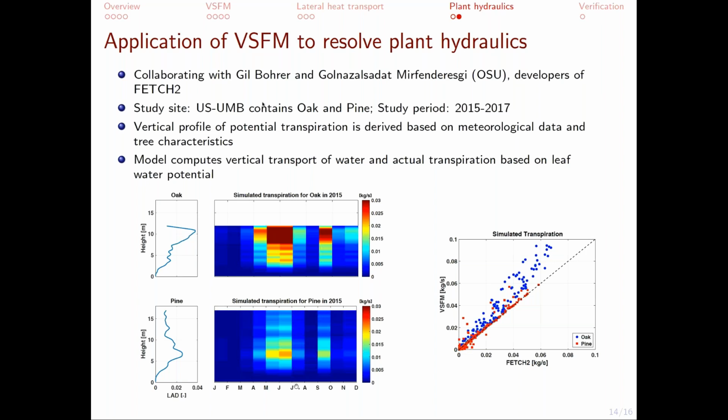As you see in June and August, the cooler colors indicate that there is very low transpiration simulated by the model, and this is because the leaf pressures become really negative and the transpiration sort of shuts down. We did some comparison of FETCH2 and our model simulations, and we have noticed that the VSFM is overestimating the transpiration. We have some ideas about why this is happening, and we are trying to look further into it to sort out this discrepancy.